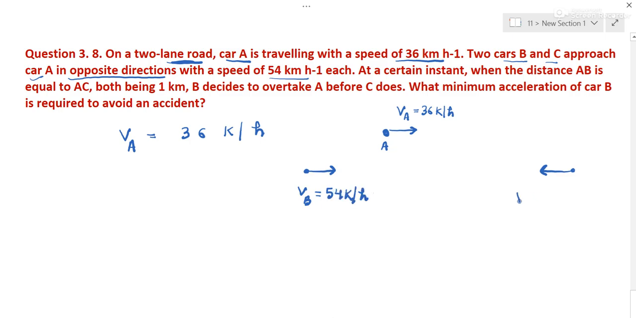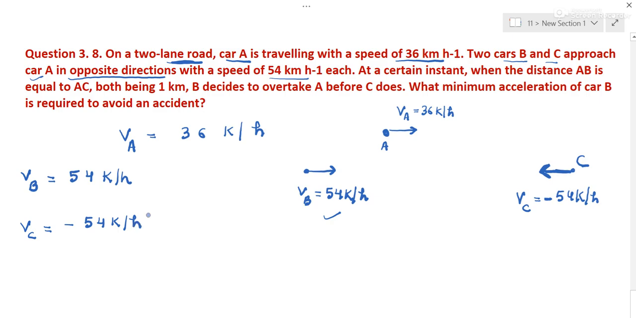So you can see I have written 54 km per hour, but because C is approaching it from the opposite direction, it will be negative. This is approaching from the same direction, so it is the same sign. So just keep in mind the sign of the quantities. If the direction is opposite, that has to be mentioned with sign. So this is one rule.